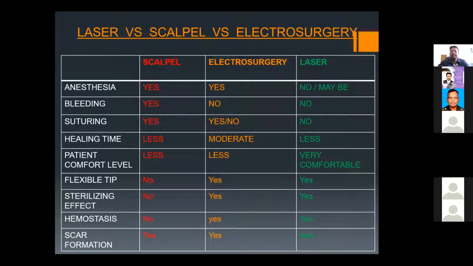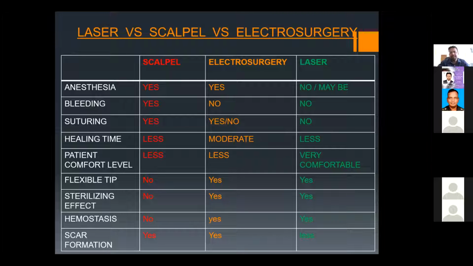Now let's see the difference between laser, scalpel and electrocautery. Anesthesia is compulsory for scalpel and electrocautery. You may or may not need anesthesia for lasers. There will be minimal bleeding with the help of laser as compared to the other two. Suturing will not be required with the help of lasers. Healing time for laser is faster as compared to the other two. The patient comfort level, lasers are very comfortable.